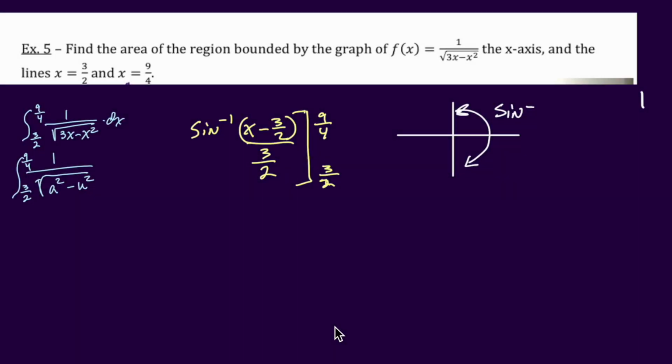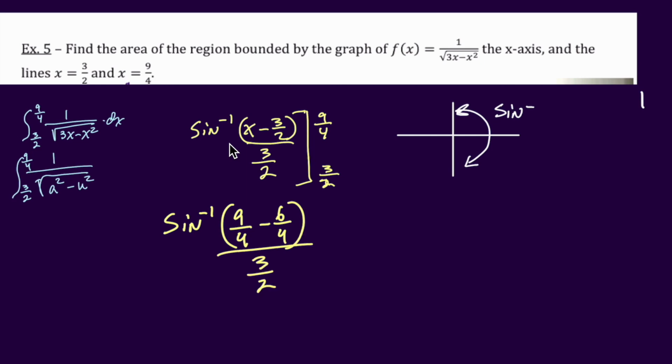Continuing on with the evaluation, we have this set up here. We remind ourselves that inverse sine, the domain, is located from negative pi over 2 to pi over 2. So first we're going to plug in 9 fourths here. So we're going to have inverse sine of 9 fourths minus 6 fourths over 3 halves. And that's going to be subtracted. We're going to then subtract inverse sine of 3 halves minus 3 halves over 3 halves.